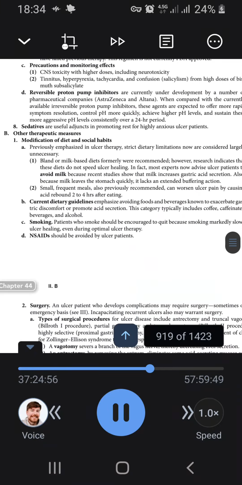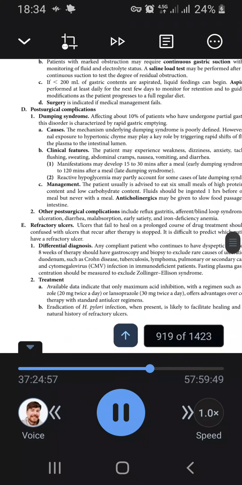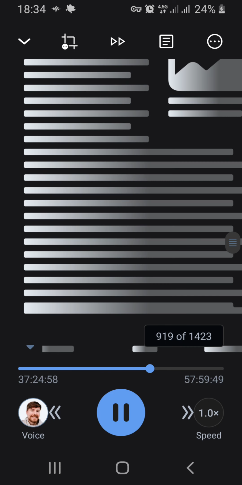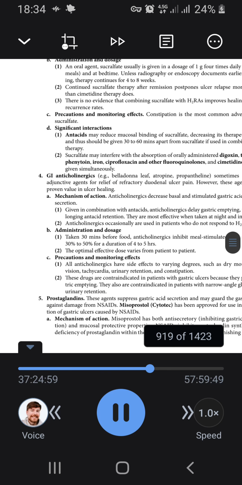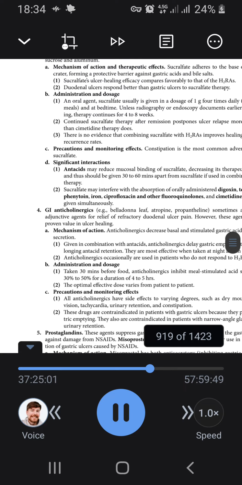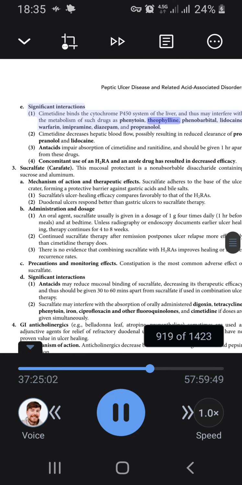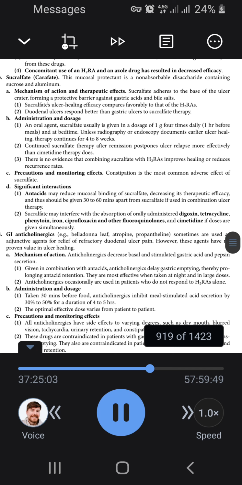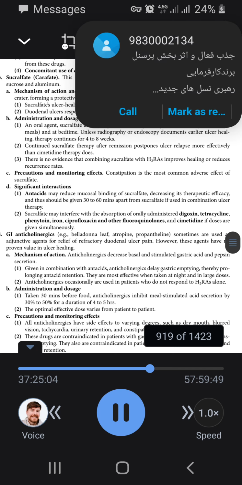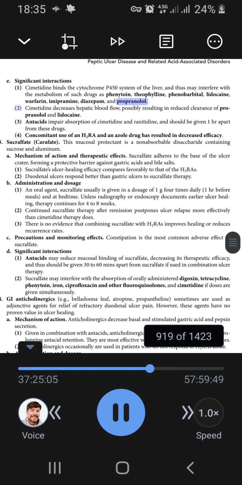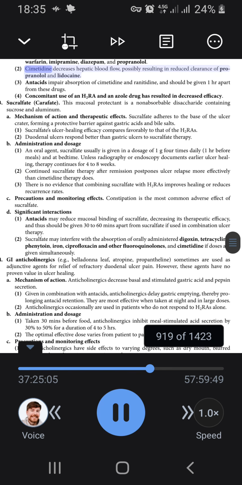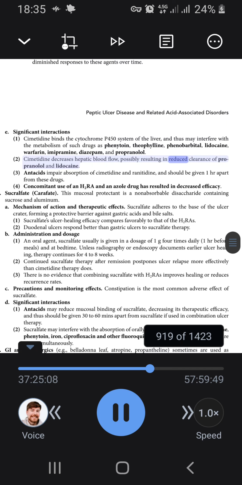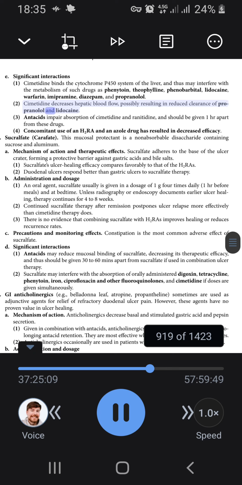E. Significant interactions. Cimetidine binds the cytochrome P450 system of the liver, and thus may interfere with the metabolism of such drugs as phenytoin, theophylline, phenobarbital, lidocaine, warfarin, imipramine, diazepam, and propranolol. 2. Cimetidine decreases hepatic blood flow, possibly resulting in reduced clearance of propranolol and lidocaine.